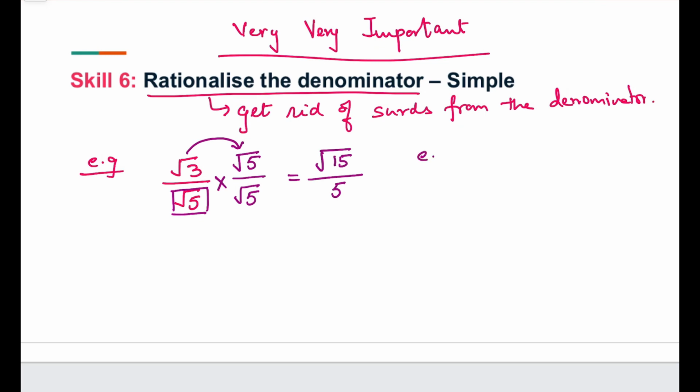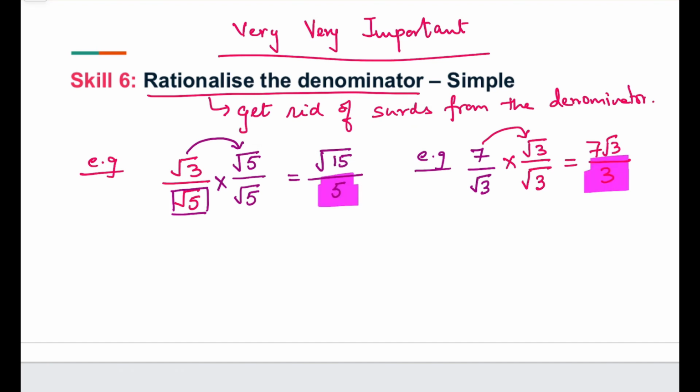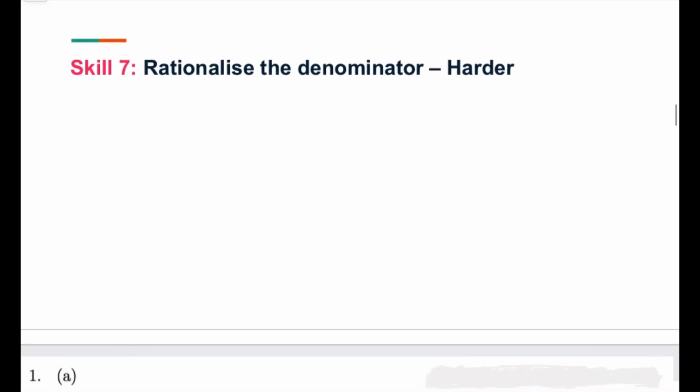Let's do another one. Suppose we have 7 over root 3 this time. Again, we will times with root 3 on numerator and denominator both. The numerator will give us 7 root 3 and the denominator will give us 3. So here we have rationalized our denominator because our denominator is a whole number now. It's not a surd anymore. Now let's do some harder ones.